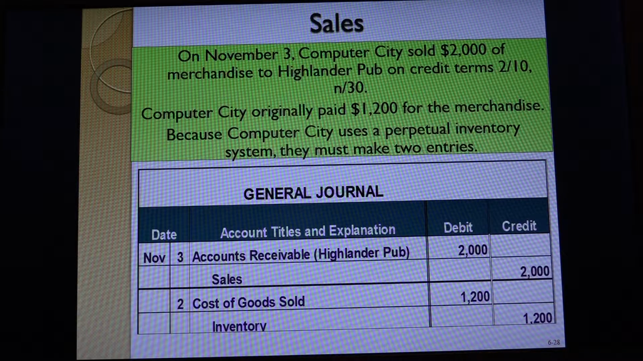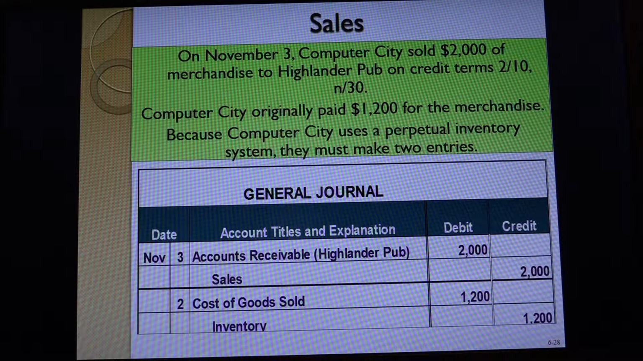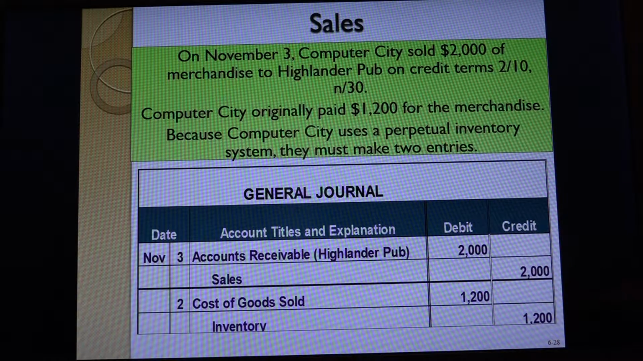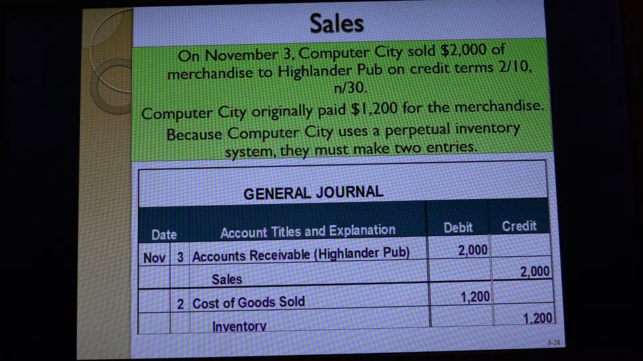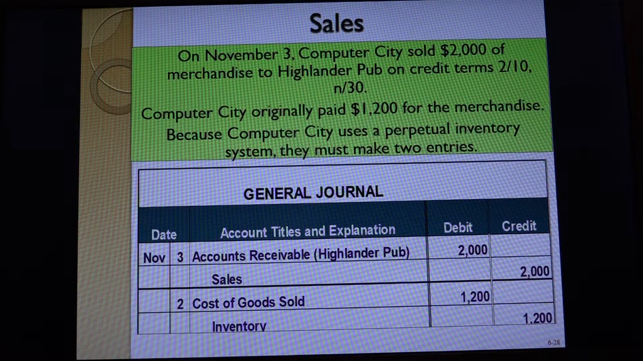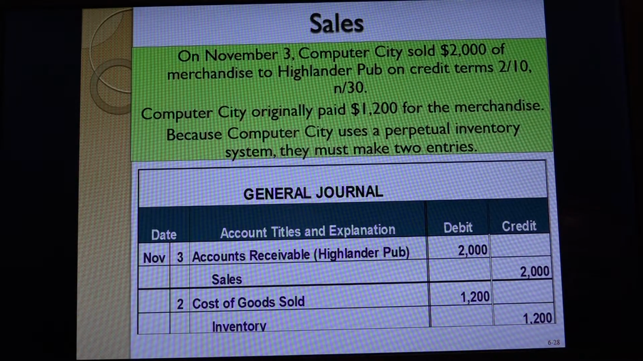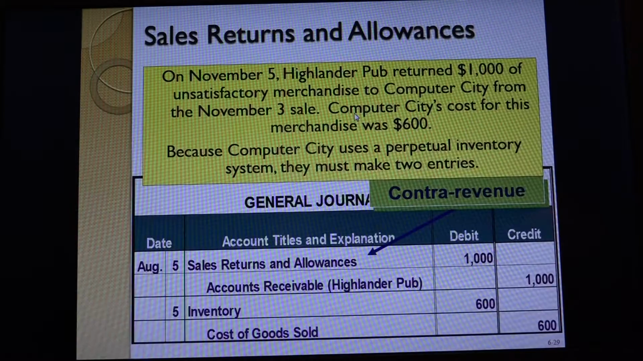Computer City sold $2,000 of merchandise to Highlander Pub on credit of 2/10, net 30. Computer City originally paid $1,200 for the merchandise. Because they're on a perpetual inventory system, they make two entries. The first being the accounts receivable, $2,000, and the credit going to sales. And then to record the cost of the sale, they debit cost of goods sold for what it cost them for those two items, $600 a piece, or $1,200 total. Cost of goods sold, and of course they credit inventory.